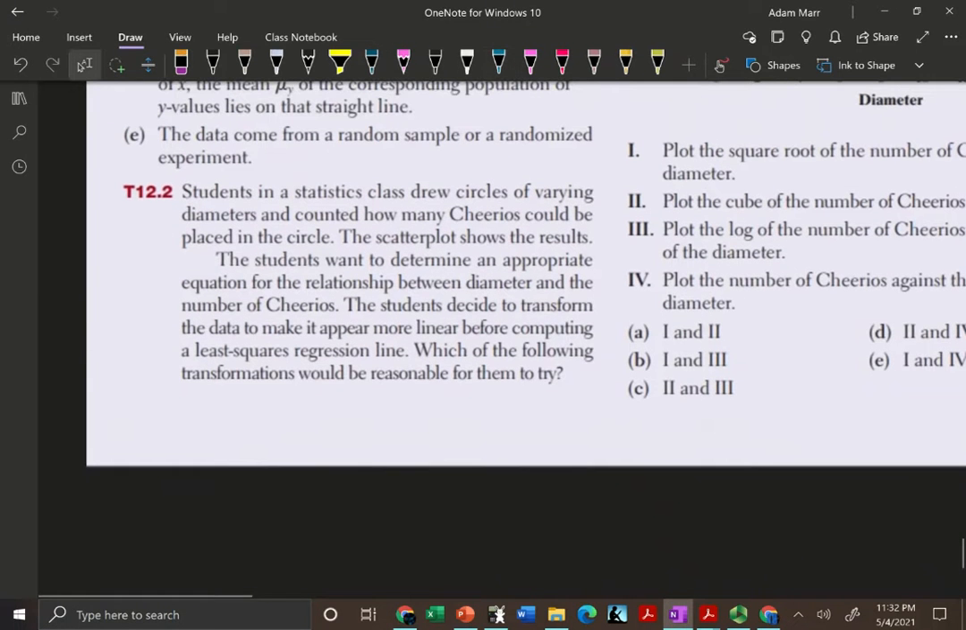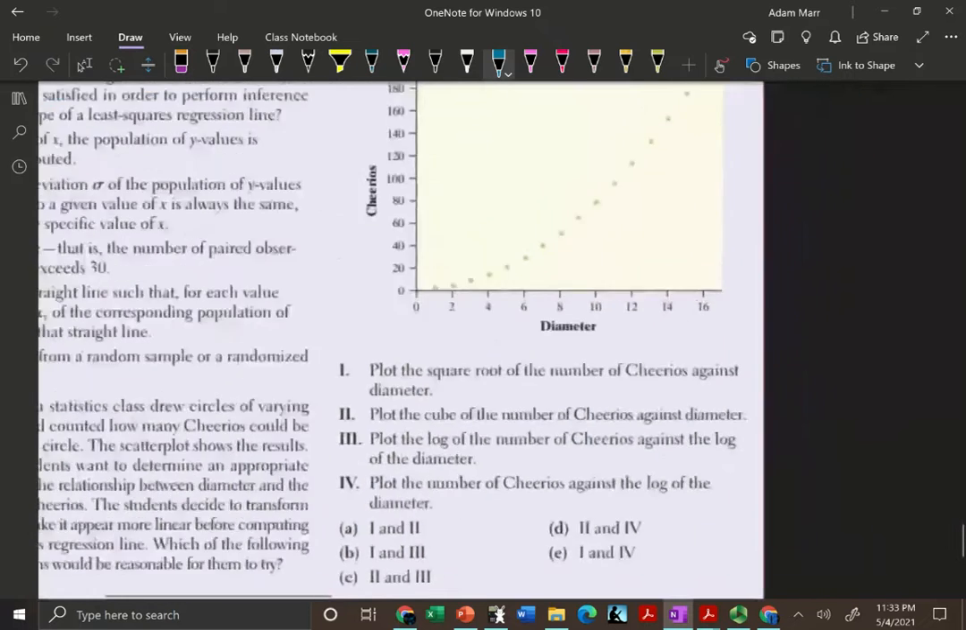12.2, students in a statistics class drew circles of varying diameters and counted how many Cheerios could be placed in the circle. Scatter plot shows the results. The students want to determine an appropriate equation of relationship between diameter and the number of Cheerios. The students decided to transform the data to make it appear more linear before computing a least square regression line, which of the following transformations would be reasonable for them to try.